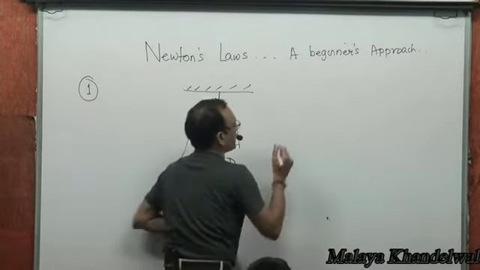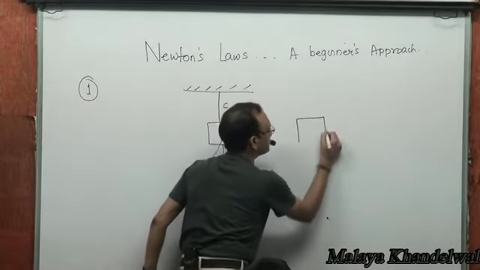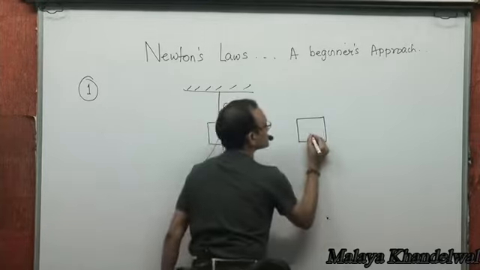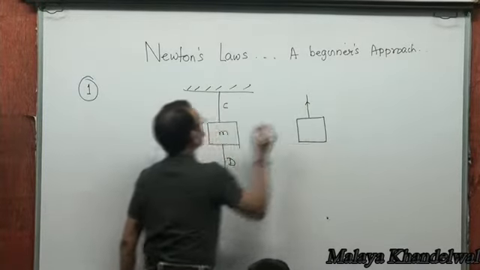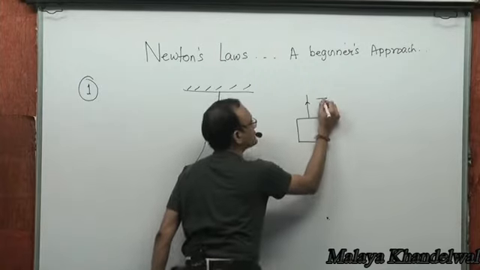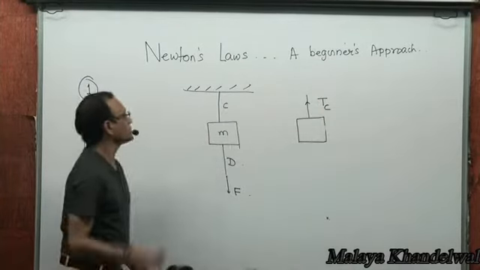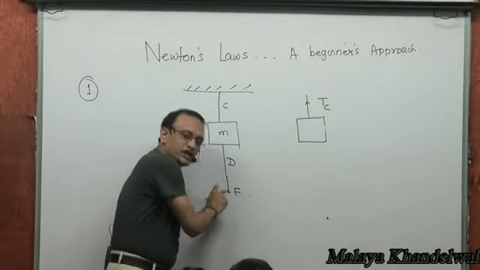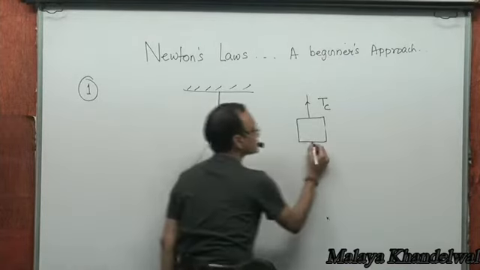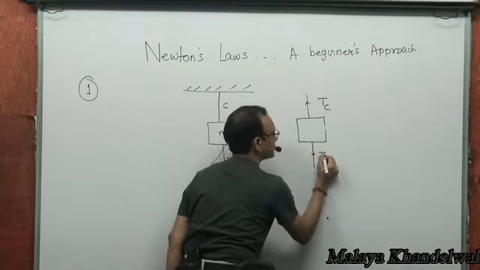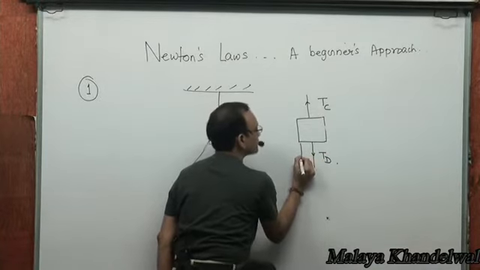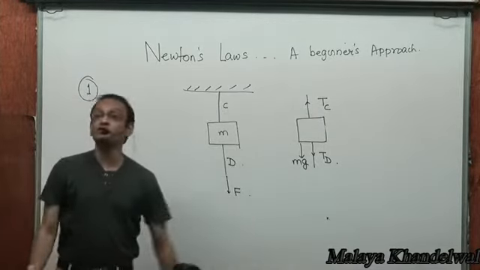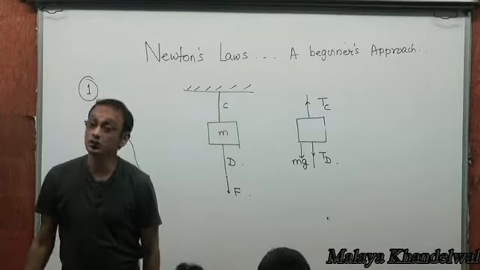If I have to draw the free body diagram of M, then what are the forces acting on M? There is tension because of string C, let me call it Tc, which is going to pull M upwards, right? Tension in string D, which is going to pull M downwards. And there is Mother Earth acting this way, mg, right? Under the influence of these forces, the mass m is in equilibrium.